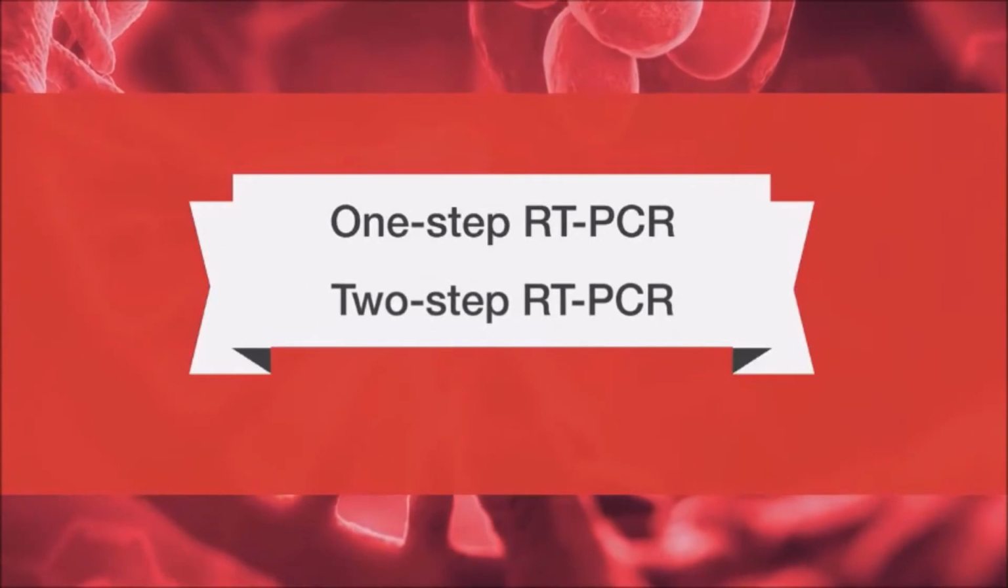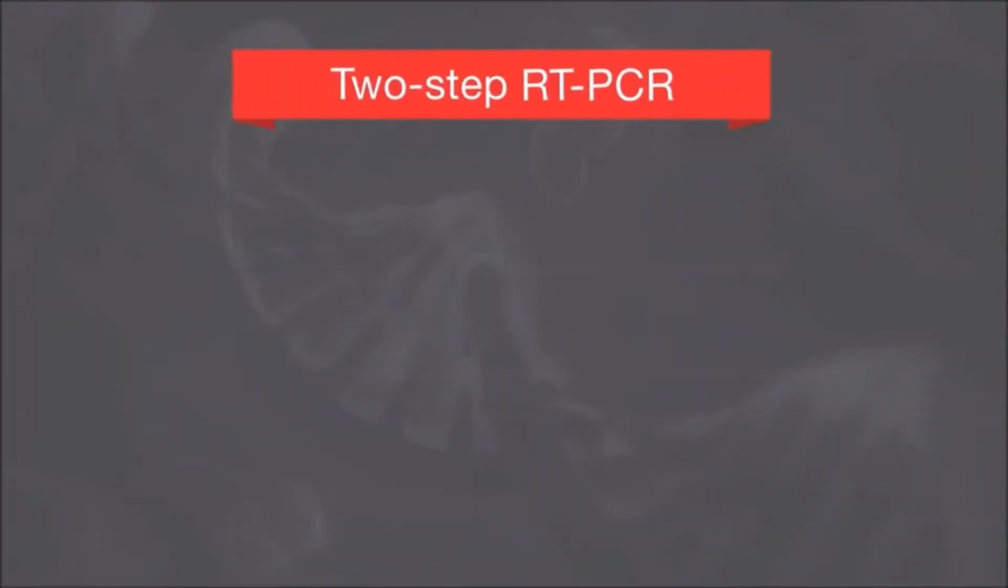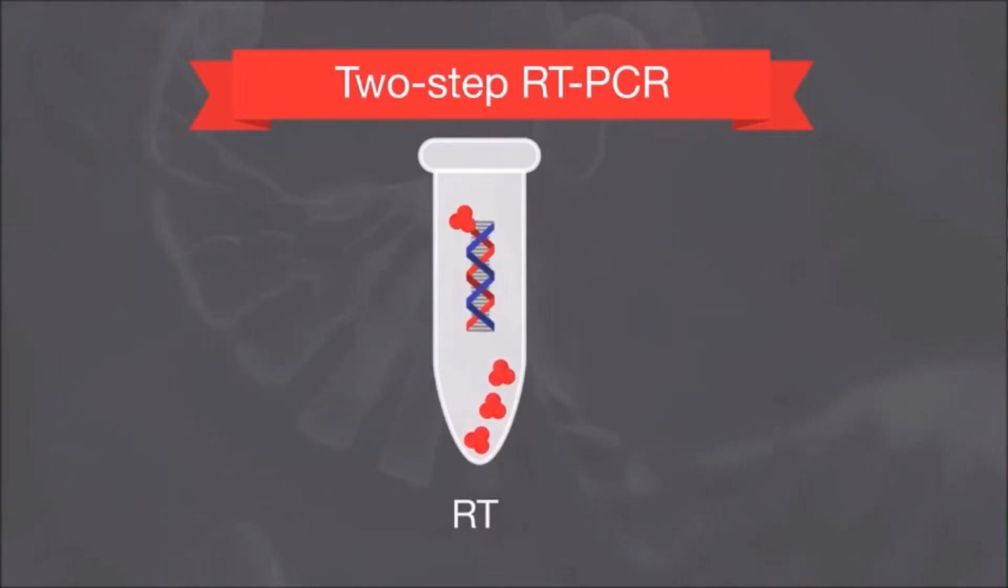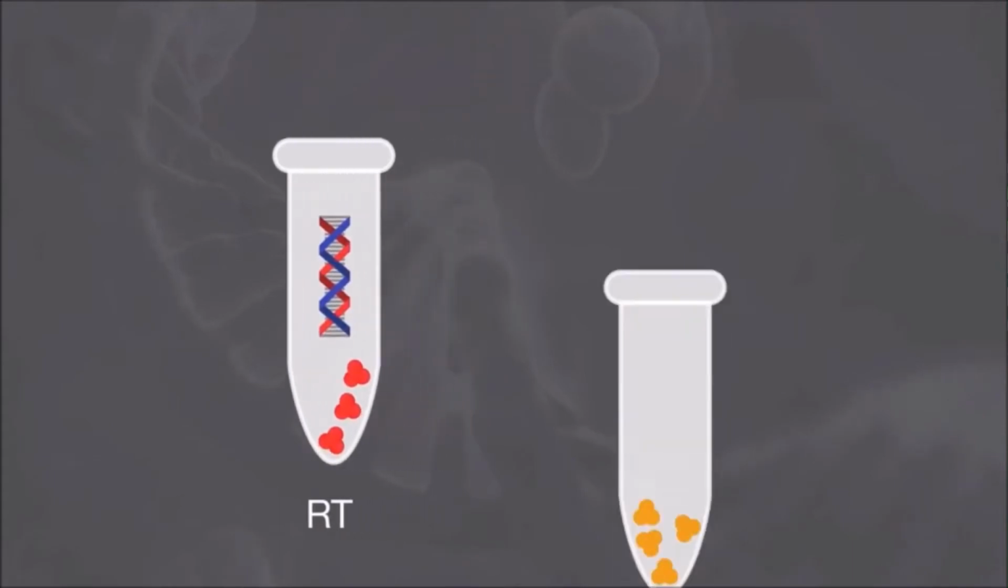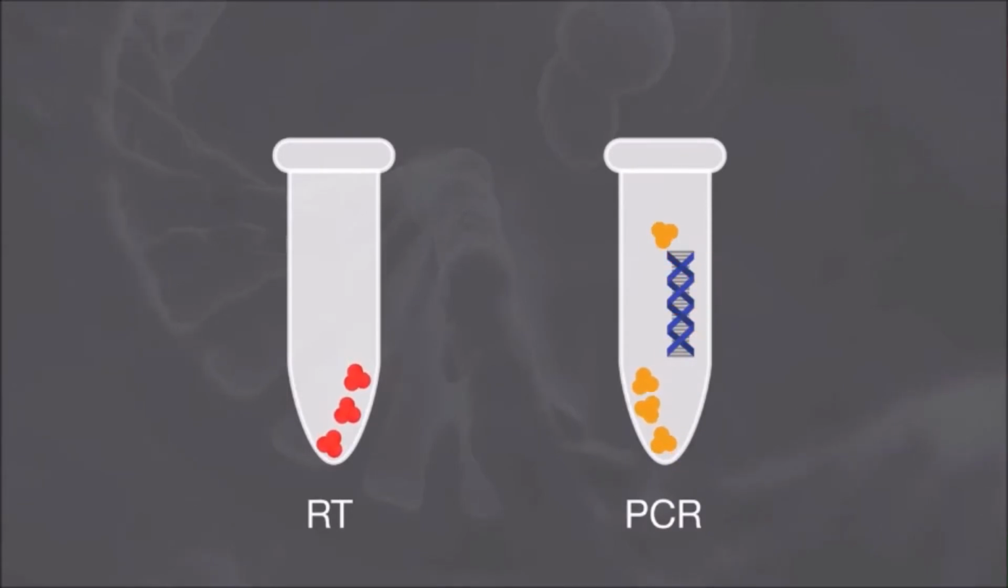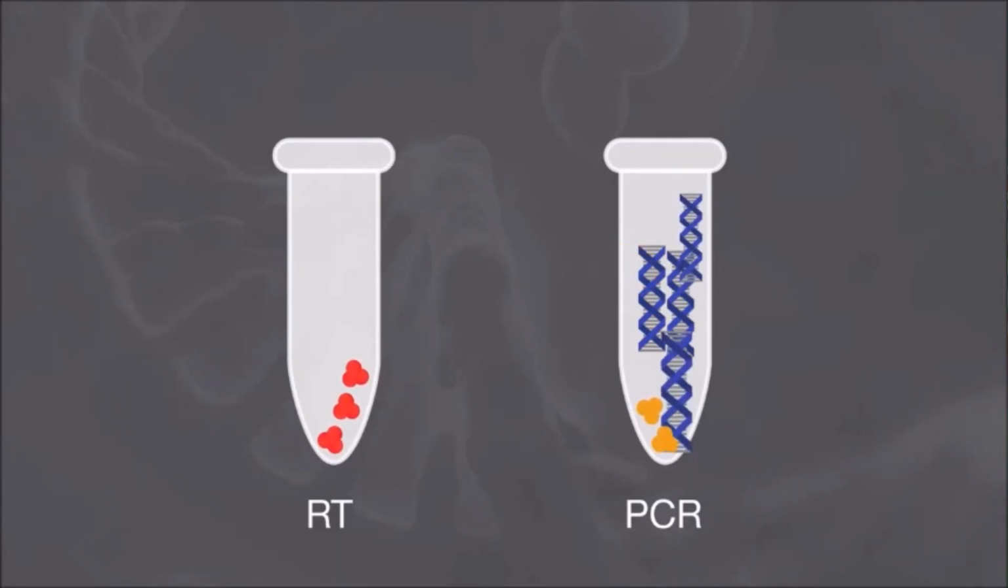One-step approach and the two-step approach. In two-step RT-PCR, the first step involves the reverse transcription, or RT, of RNA by a reverse transcriptase. This reaction generates the first-strand complementary DNA, or cDNA. cDNA is then transferred to a separate reaction tube for the second step of this process. During the second step, the second-strand cDNA is generated and amplified by a DNA polymerase.